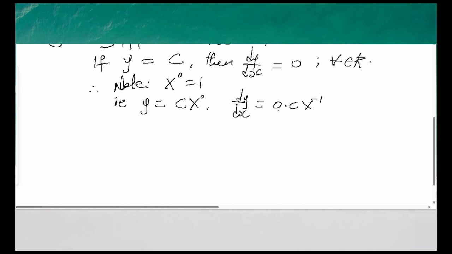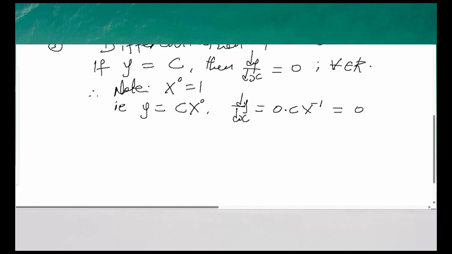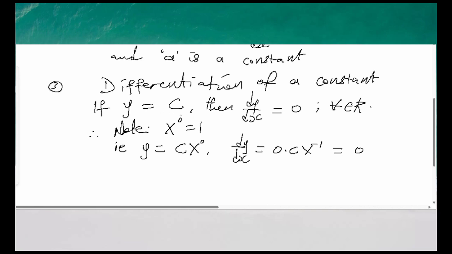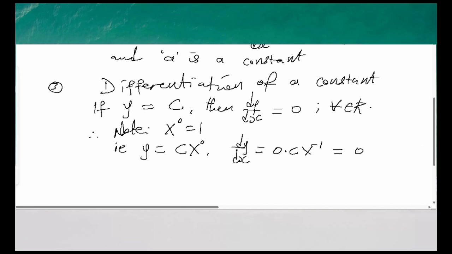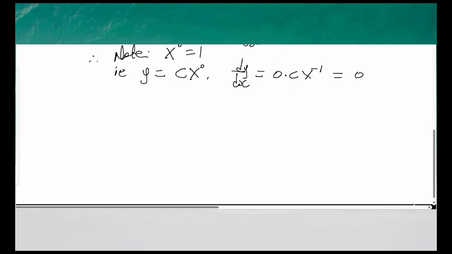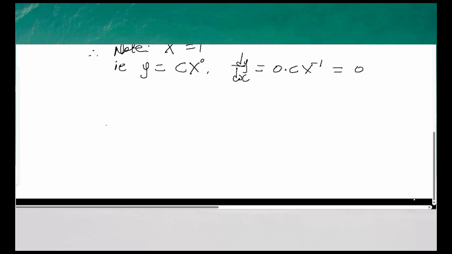Look, when you multiply 0 by anything, what do you get? You get 0. So because here is 0, 0 times c x raised to the power minus 1 is going to give us 0. So in a nutshell, the derivative of any constant is going to give you 0, right? Good. So having done that, let us take some examples to appreciate the concept. Examples.